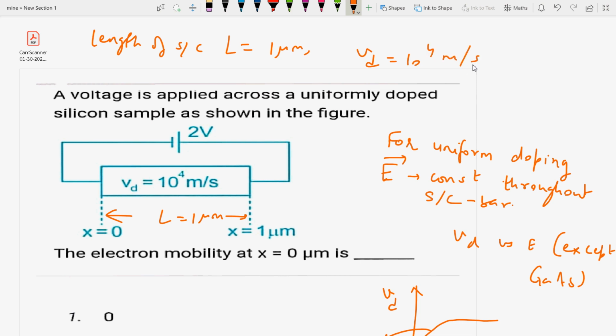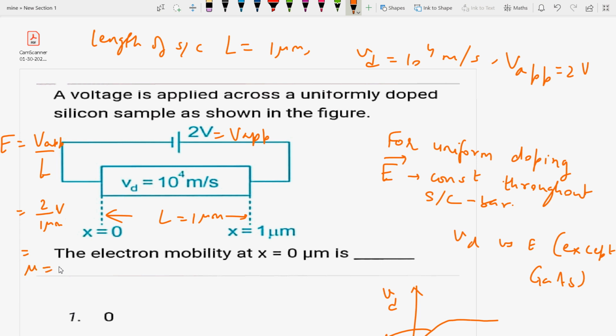Applied voltage is how much? This is your applied voltage, right? So applied voltage is 2 volt. So what is the electric field? Electric field is V upon L, okay. That means applied voltage upon length. Applied voltage is 2 volt, and length is 1 micrometer. So this is 2 volt per micrometer.